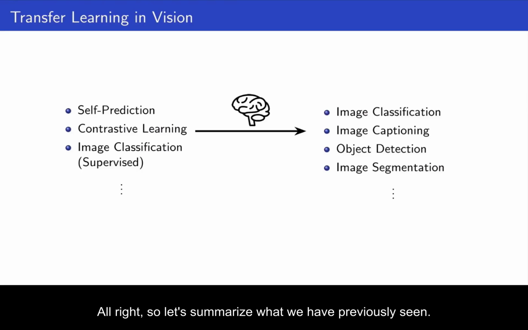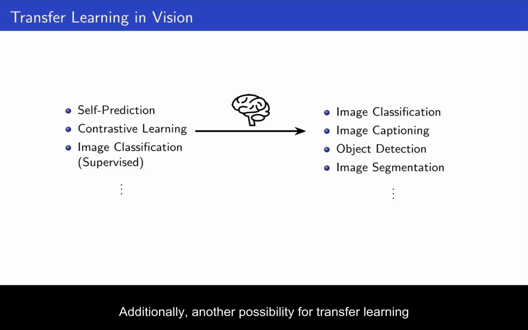Alright, so let's summarize what we have previously seen. We looked at self-prediction such as rotation prediction, jigsaw puzzle, and context prediction, which were self-prediction tasks introduced around 2016 for self-supervised pre-training in computer vision. A lot of current research focuses on contrastive learning and defining new metrics of similarity.